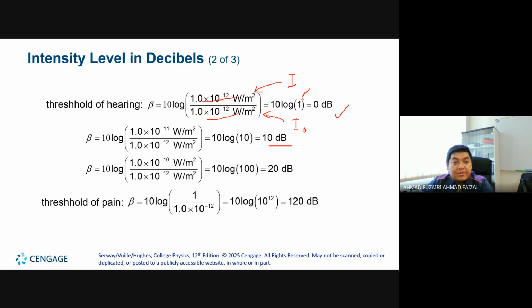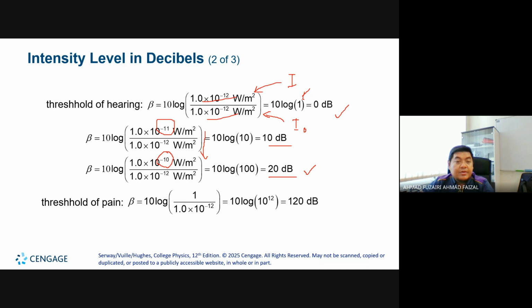So when we increase the value from 10 to the power of negative 11 to 10 to the power of negative 10, you can see here at the bottom part, the denominator, the number is still the same because this I naught is what we call the threshold of hearing. But on the numerator, the upper part, it has increased from negative 12 to negative 11 to negative 10. As you can see, the intensity level is increasing. So you need to use your calculator to find the logarithmic problem.